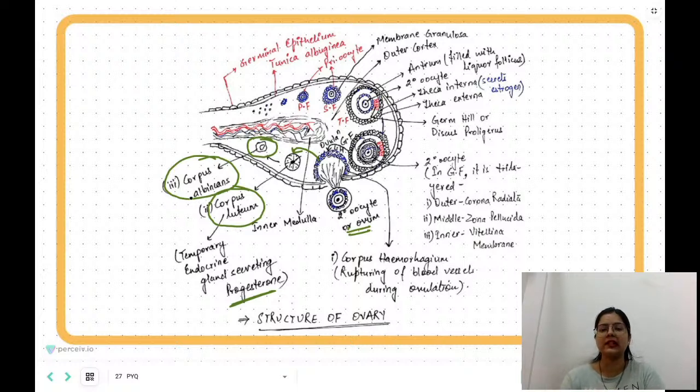So this we will be discussing about corpus luteum and all these things in the coming lessons as well. ये तो अभी सिर्फ मैंने स्ट्रक्चर बताया है, तो इसके बारे में डिटेल हम आने वाले लेक्चर्स में भी स्टडी करेंगे. ऑलराइट, now so this was all about your structure of ovary and all those things.